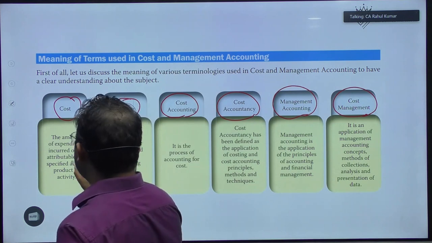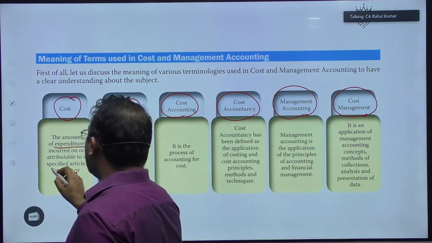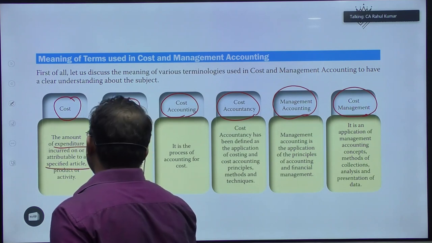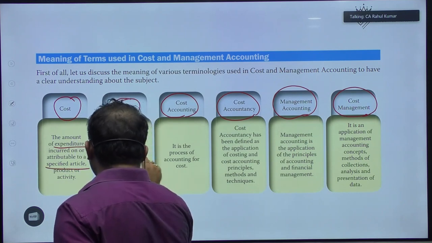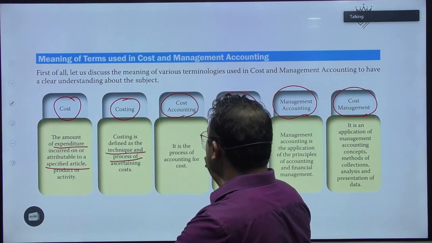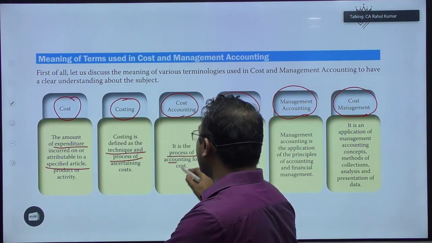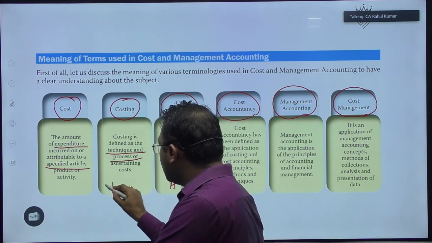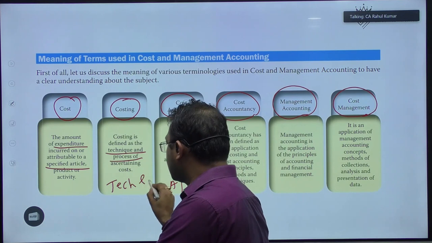Like, what is cost? It is the expenditure incurred or attributable to a particular product, article or activity. What is costing? It is a technique and process of identifying the cost, ascertaining the cost. What is cost accounting? It is a process of accounting. So here the focus is on accounting. In costing, the focus is on the technique and the process.